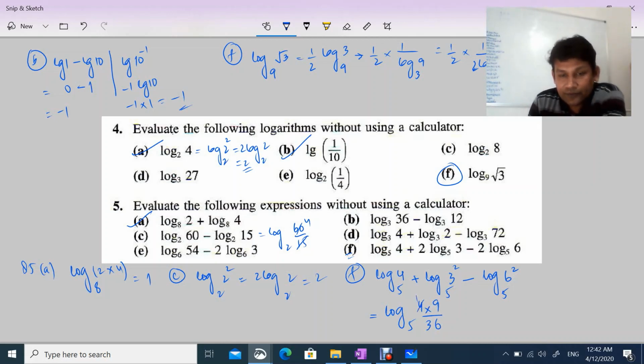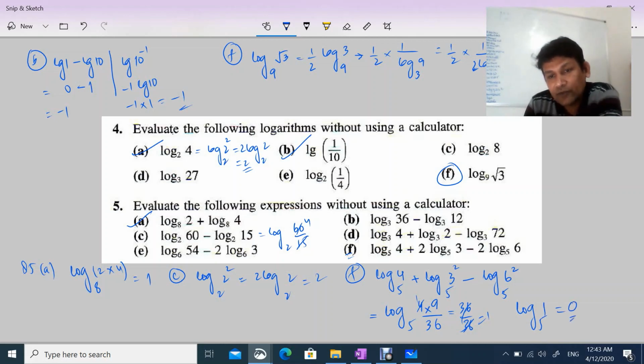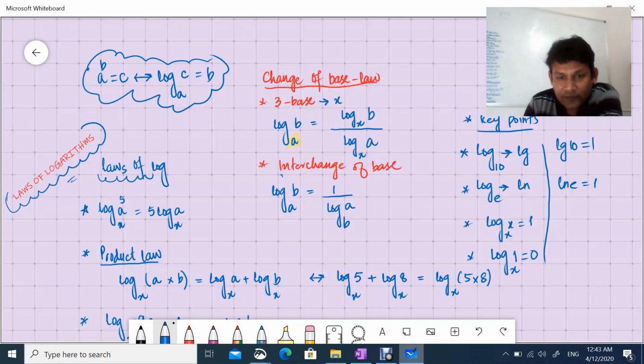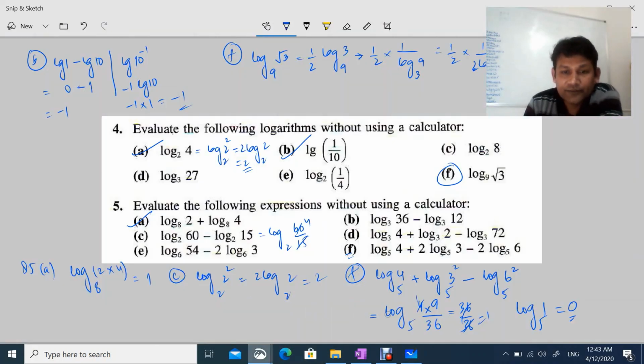4 times 1 and 4 times, you can simplify. 4 times 9 is 36, and this is 36, they cancel out, and 1 is coming. So log base 5 of 1 is always equal to 0. I have told you, whenever you have log of 1, it is always 0, whatever the base is. Okay, so we have done it.